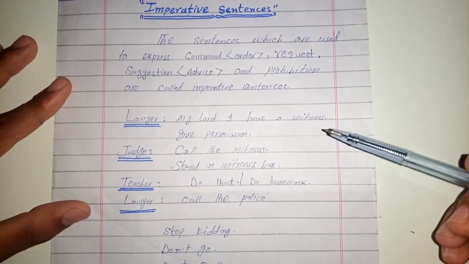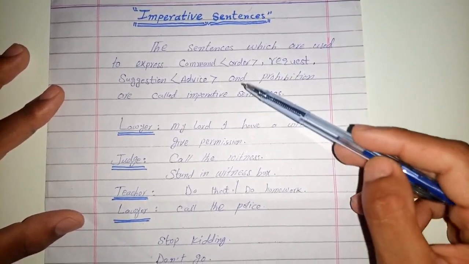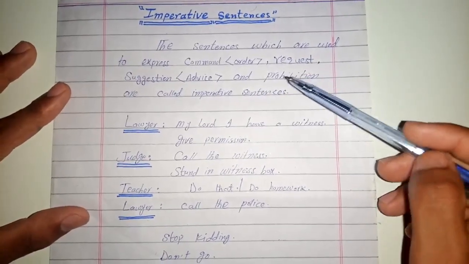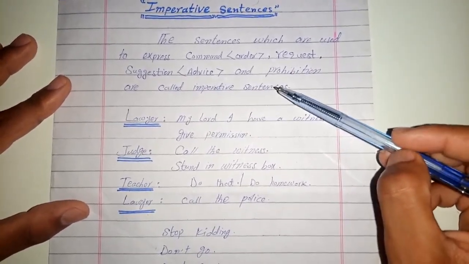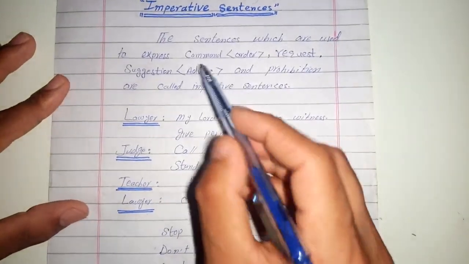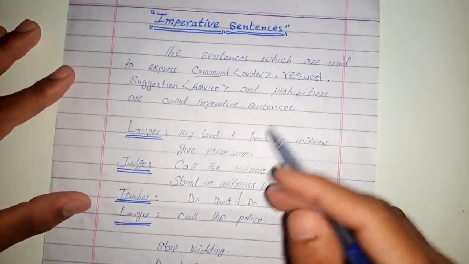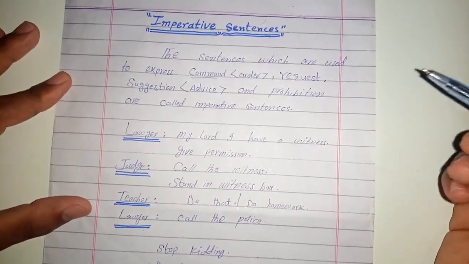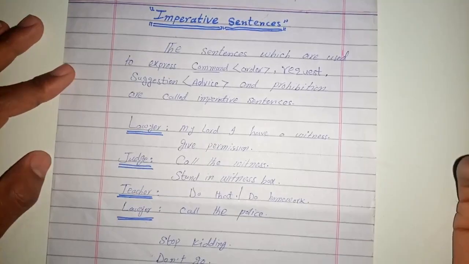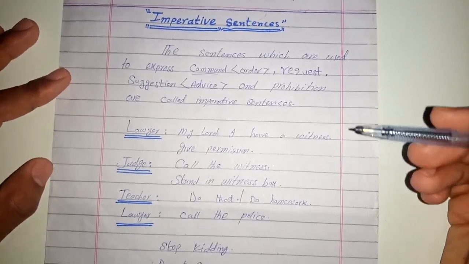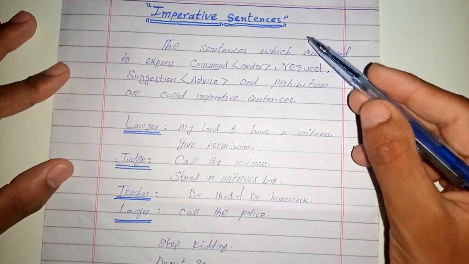So guys, the sentences which are used to express command, request, suggestion, and prohibition are called imperative sentences. The sentences which are used to express command, meaning also order. When we give some order to anybody, that comes in imperative sentences, like, give me a glass of water. If I'm a teacher, I'm of higher status, so I give the order. Otherwise I have a request, and a request also comes in imperative sentences.